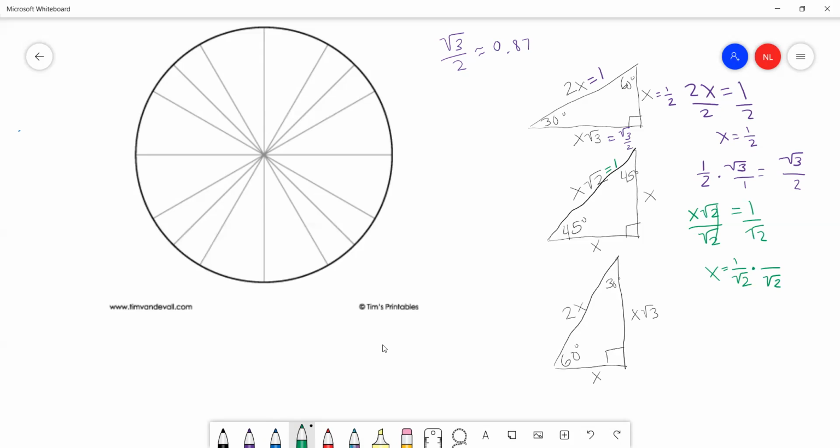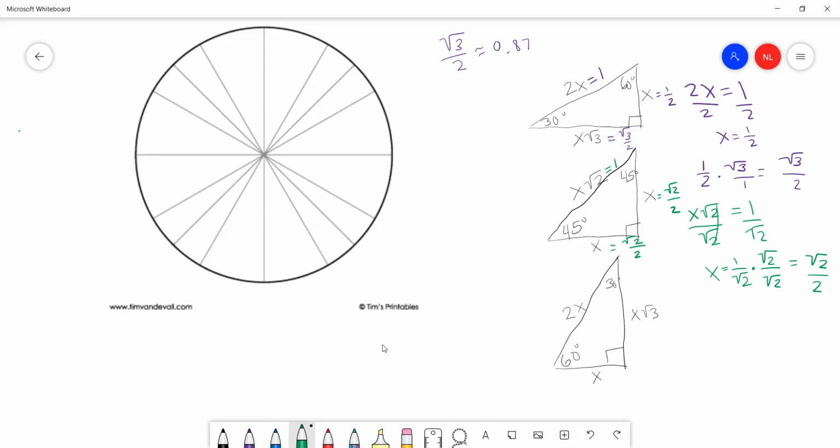But in order to keep the fraction the same, I can only multiply it by 1. So if I multiply the bottom by rad 2, I have to multiply the top by rad 2. It's just a fancy way of writing 1. And I end up with 1 times rad 2 is rad 2, over rad 2 times rad 2 is 2. And that is something I can work with. So I know my side length will be rad 2 over 2. And over here, my side length will also be rad 2 over 2.